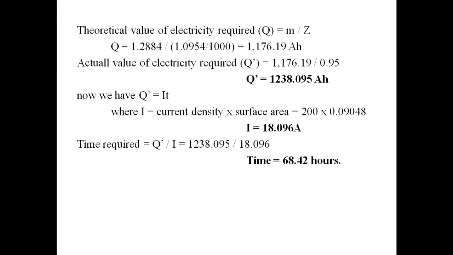Here you need to be very careful. The time required is asked in terms of hours, so just keep it in hours. If it is asked in terms of seconds, then you need to convert. They asked it in terms of hours, so just keep it in hours. That is the reason why we have taken q dash here as amp hour. I hope you have understood the concepts here. I hope this is very clear for you.